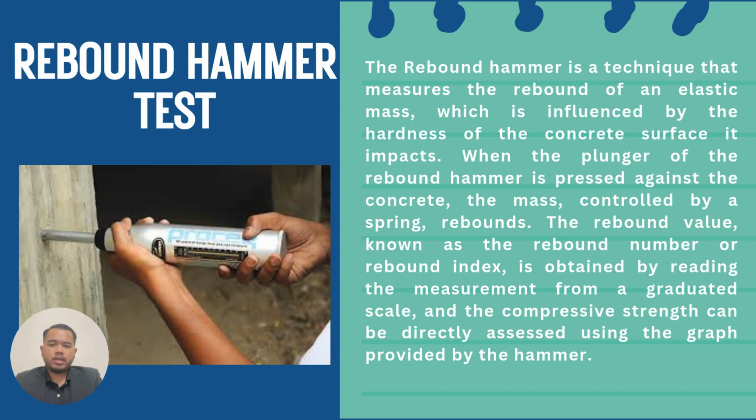The rebound hammer test is a non-destructive technique used to assess the compressive strength and surface hardness of concrete. It operates by measuring the rebound of an elastic mass when the plunger is pressed against the concrete surface. This method is lightweight, portable, and highly versatile, making it ideal for on-site testing.